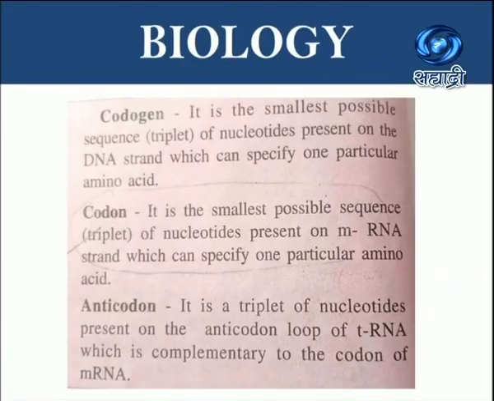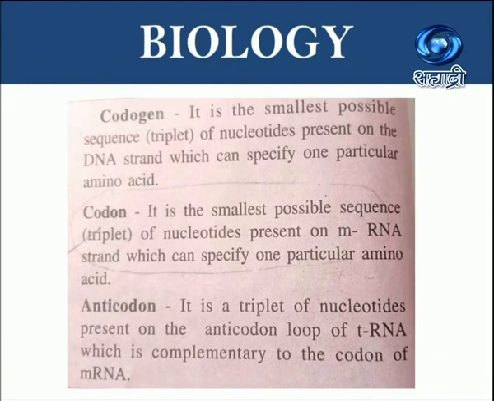Before we start with the genetic code, I keep three important definitions in front of you. They are there on the screen. Number one is called the codogen. Second one is called the codon. And third one is called the anticodon. Codogen: smallest possible sequence, that is a triplet of nucleotides present on the DNA strand, which can specify one particular amino acid. That's why thymine is included here also, because it is related to DNA.